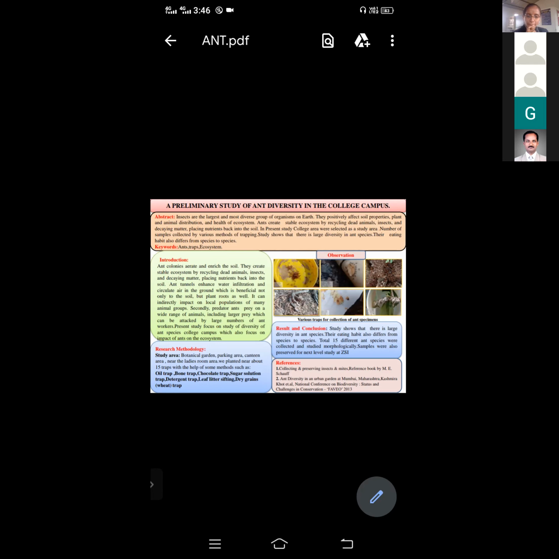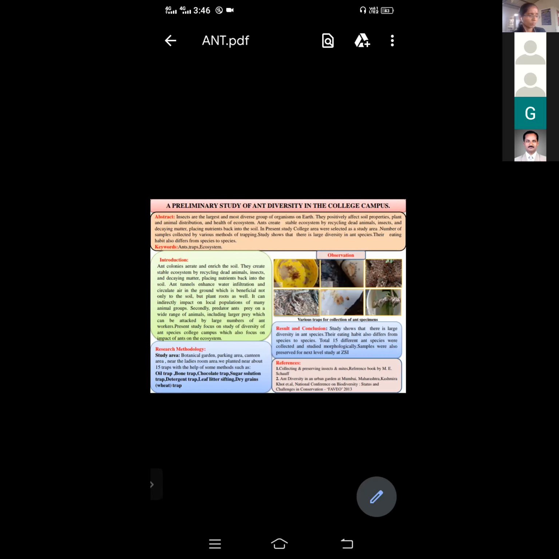Then we studied the morphology of the collected ants, like color, shape, size, and some parts of the body, which are visible through a microscope. With the help of Google Lens, we found tentative names, but we are not sure about Google Lens. The collected samples were also preserved for the next level of study at ZSI, the Zoological Survey of India at Pune.